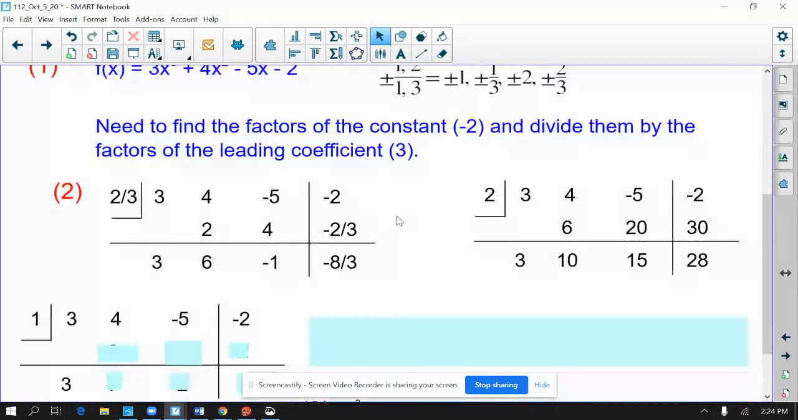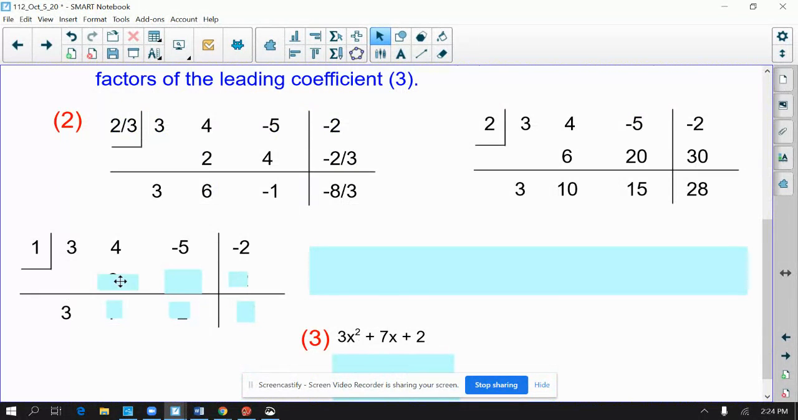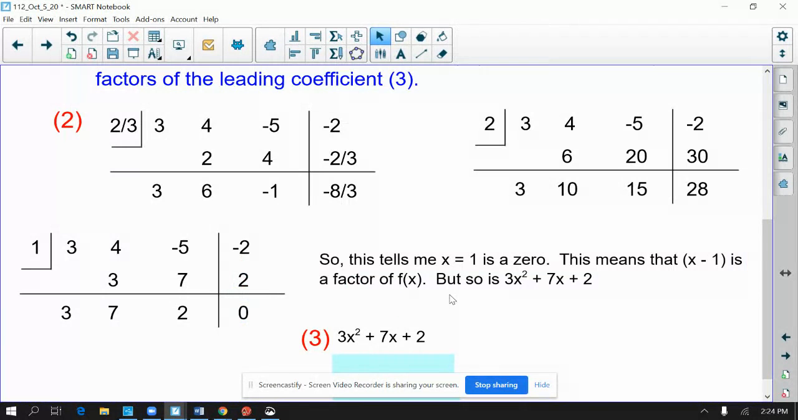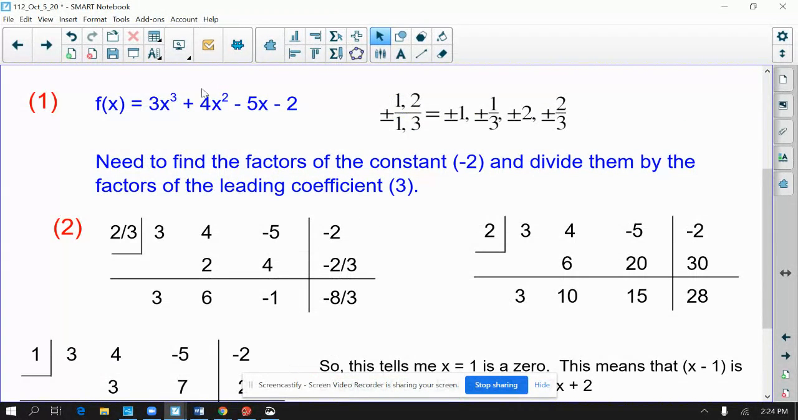Let's try 1. If I drop down that 3, 1 times 3 is 3. 4 plus 3 is 7. 1 times 7 is 7. I add those up, I get 2. 1 times 2 is 2. -2 plus 2 is 0. This is a big breakthrough. 1 is a 0. And since 1 is real, it's also rational, and since it's real, it's an x-intercept. There's an x-intercept of (1, 0) of this polynomial.